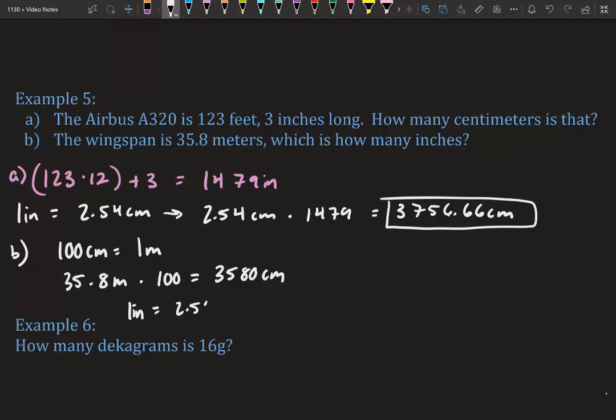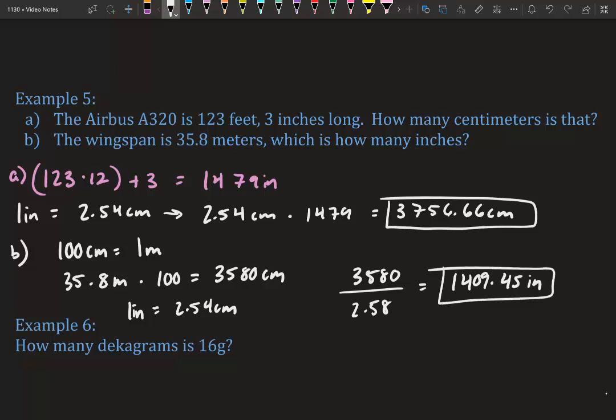And then from above, we know that 1 inch is 2.54 centimeters. So we're going to divide, and we get 1409.45 inches. The reason why we divide is because inches are bigger than centimeters.